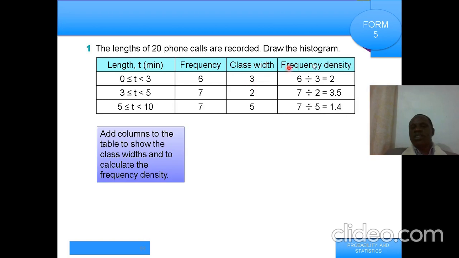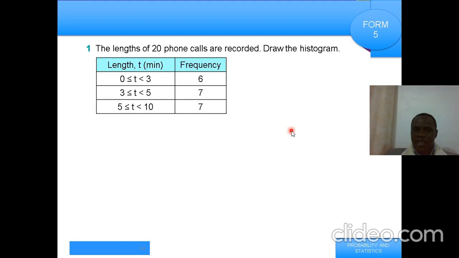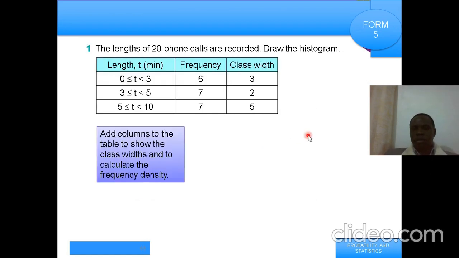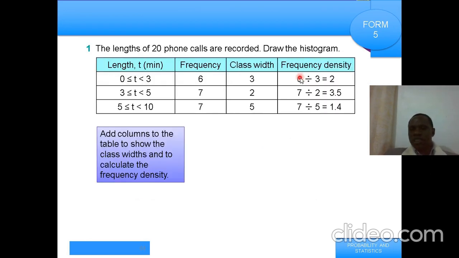All right, now there is the frequency density. For the frequency density, we do frequency over class width. So 6 divided by 3. That's the formula we saw. Here we do 7 divided by 2, we get 3.5. Here we get 7 divided by 5. Remember, it came from this formula right here: frequency density is equal to frequency over class width. So frequency 6 over class width 3, we get a 2.